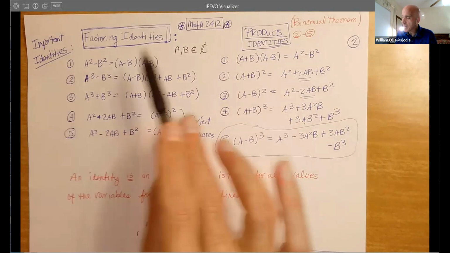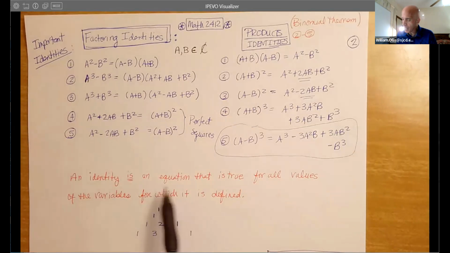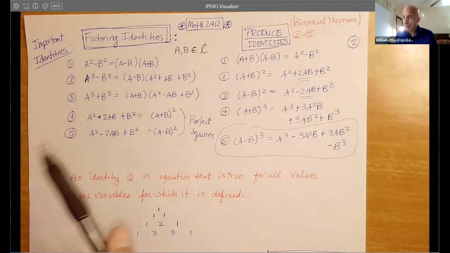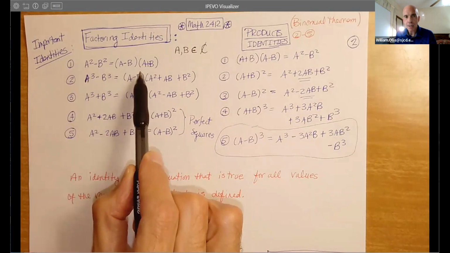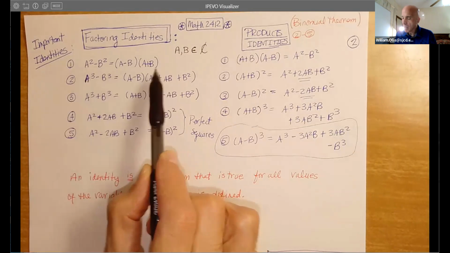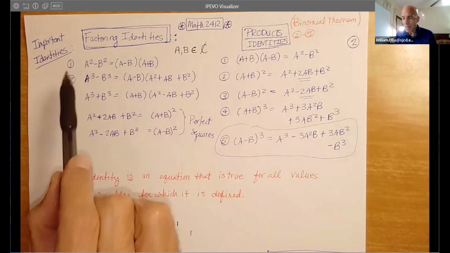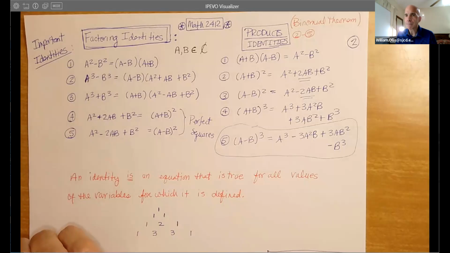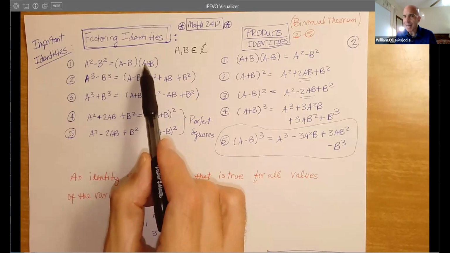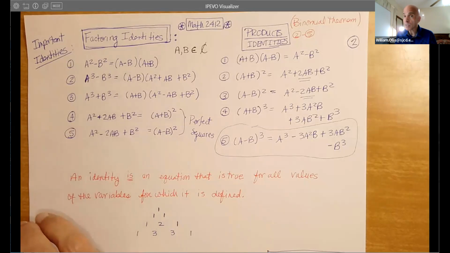These are equations. If you look here, an identity is an equation that is true for all values of the variables for which it is defined. So that means that as long as these equations are defined for A and B, then it's true. You can write A squared minus B squared as A minus B times A plus B. Again, this is an identity you have known for a long time.